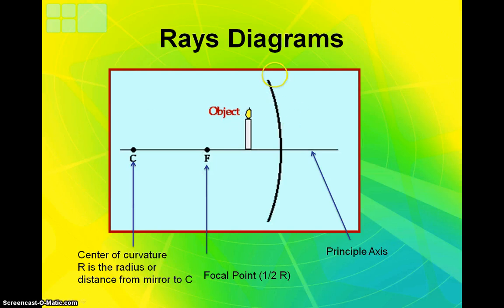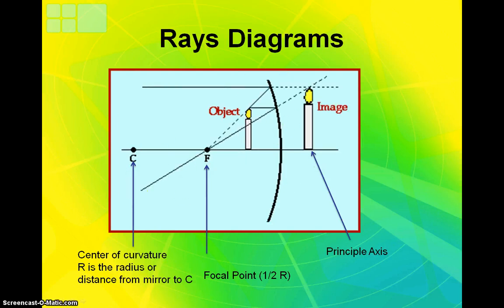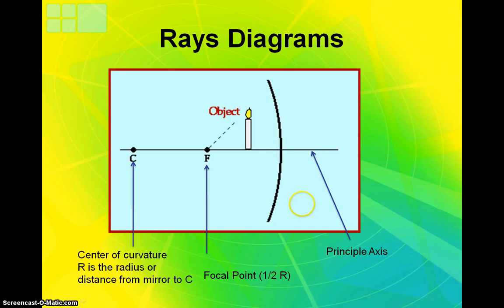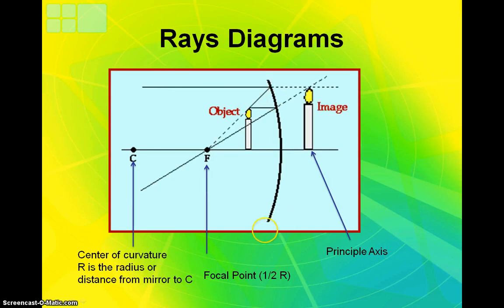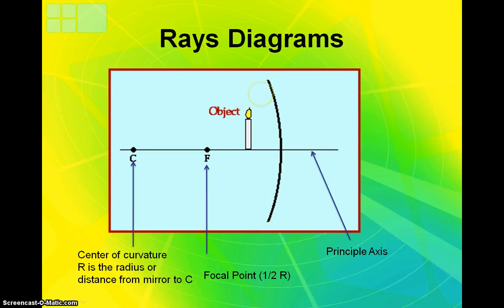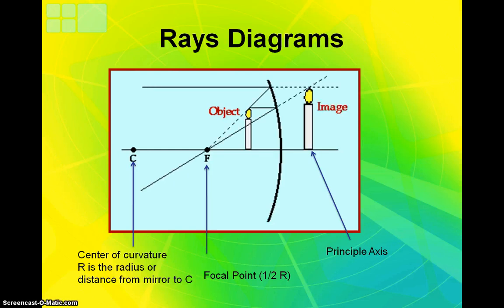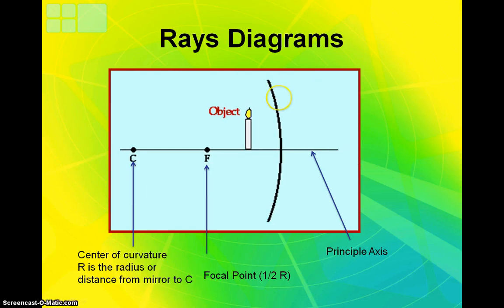This shows some of the different variables that we have to define in order to predict these patterns. So here is the mirror, a curved mirror. We have both convex and concave mirrors. This is a concave mirror because it bends towards you. A convex mirror bends away from you. So here's the object and then here's the mirror.